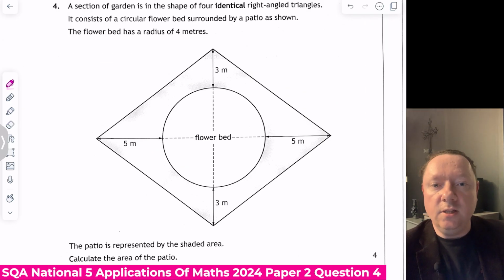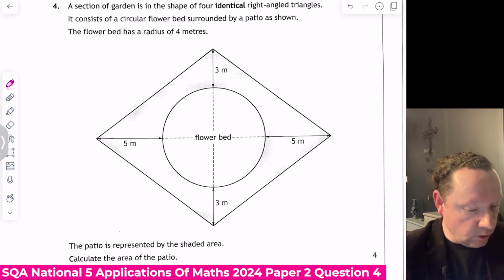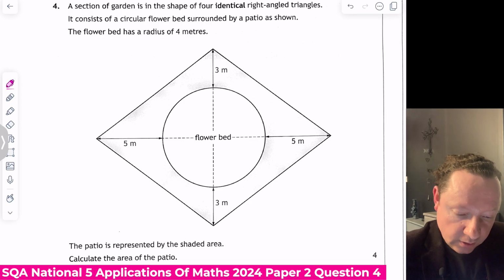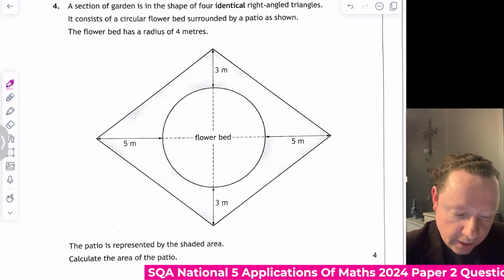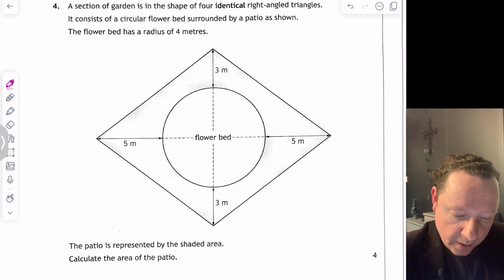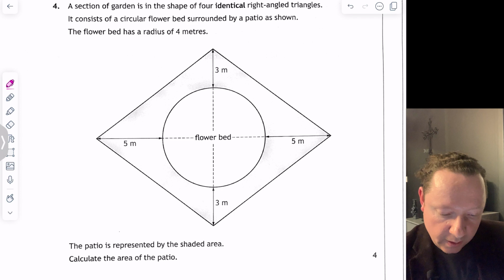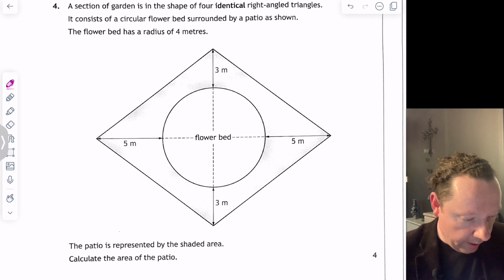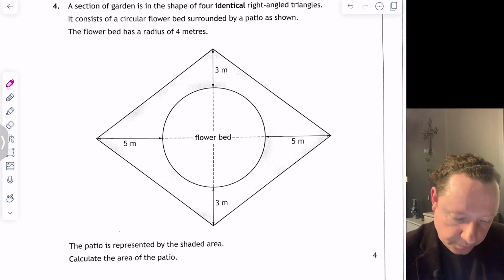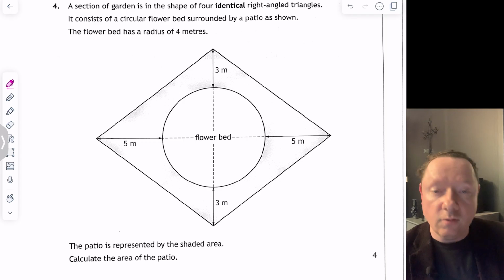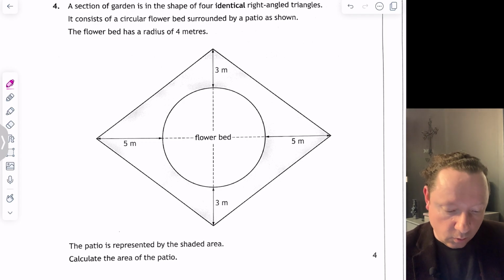SQA National 5 Applications of Maths 2024 Paper 2 Question 4. A section of gardens in the shape of 4 identical right-angled triangles. It consists of a flower bed surrounded by a patio as shown. The flower bed has a radius of 4, and the patio is the shaded area. That's the outside bit, outside the circle. Calculate the area of the patio. Well, if I calculate the area of the whole thing, I'll just need to take away the circle. So that's exactly what I'm going to do.